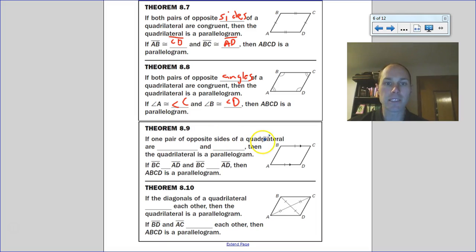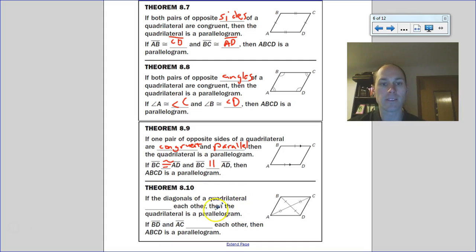If one pair of opposite sides of a quadrilateral are congruent and parallel, then we know that the quadrilateral is a parallelogram. So if we can just find that one pair of sides is congruent and parallel, we know that has to be true, because the other sides have to be parallel and congruent as well. So if BC is congruent and parallel, it's a parallelogram.